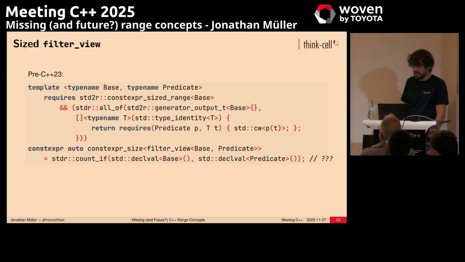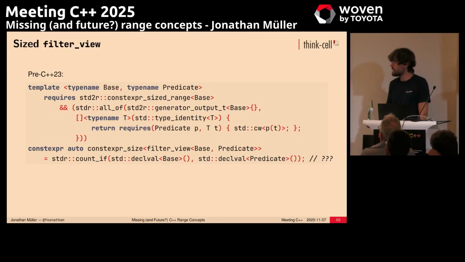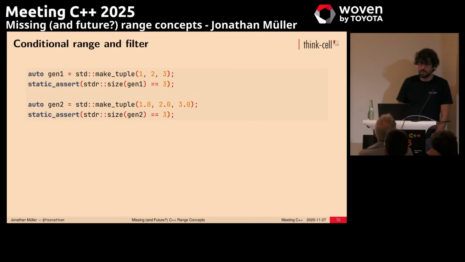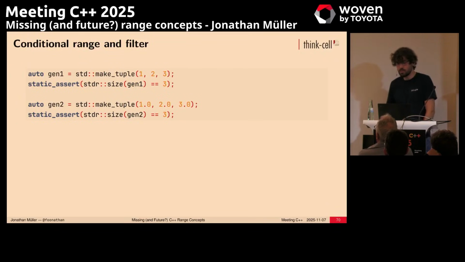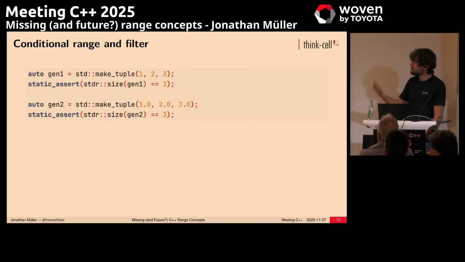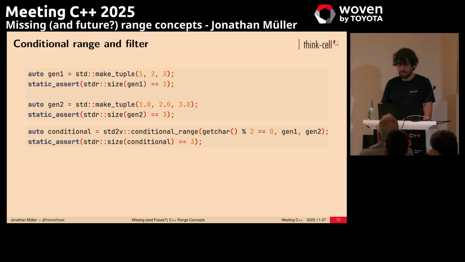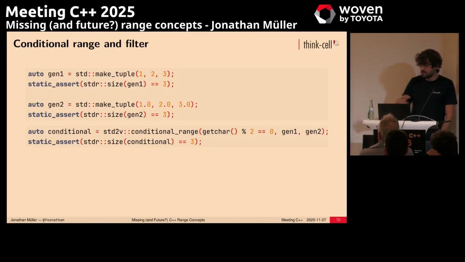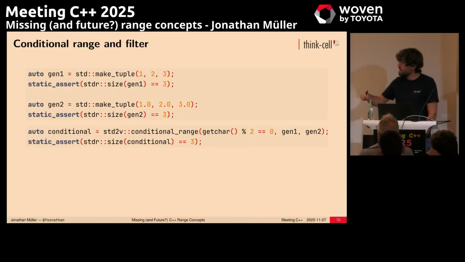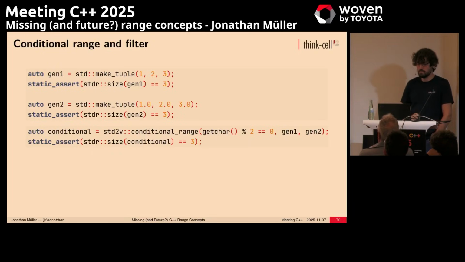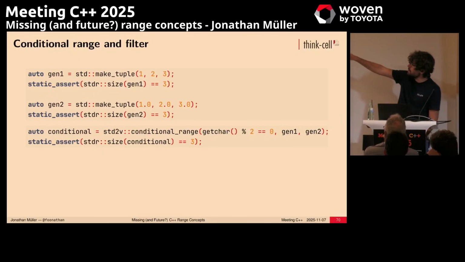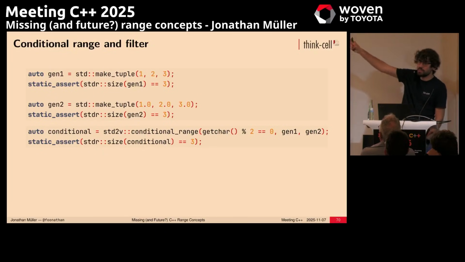And so I couldn't do it directly, and this was good because I was also missing a case. So the condition wasn't enough to get a compile time known size. Because consider these two ranges. So we've got a tuple of ints and a tuple of doubles. Both of those are compile time sized, so the static assertions pass. And then we can imagine a conditional range, which based on a condition either iterates over gen 1 or gen 2. And this one is also compile time sized, because the condition is runtime, but in either case, we're having a range of the same size. So the size is still 3.